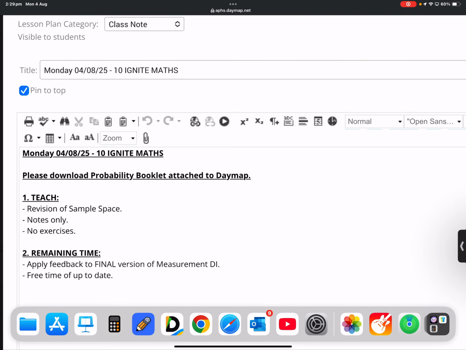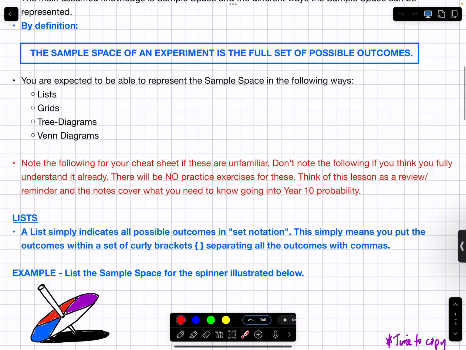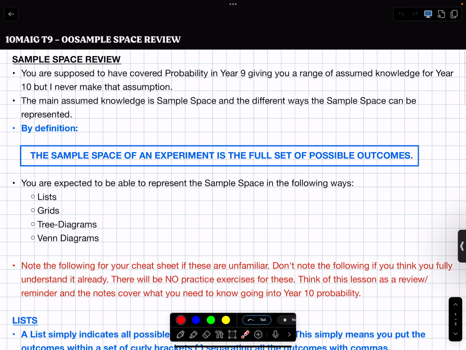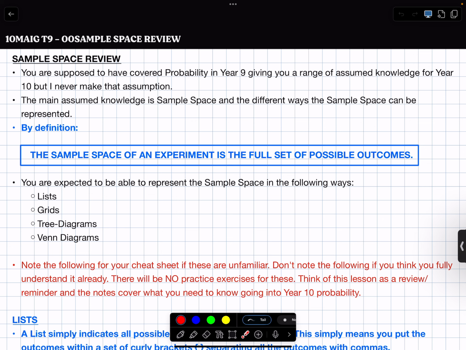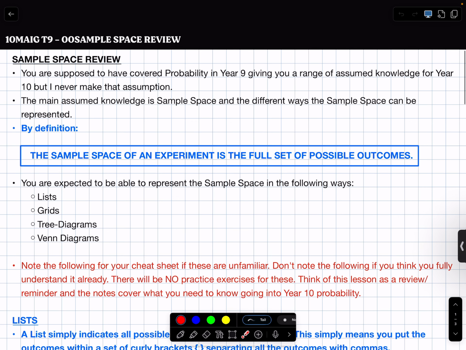Now we get into the notes. So let's see if you know any of this stuff. You're supposed to have covered probability in Year 9, but it's not your teacher's fault. Your teacher's always going to focus on the heavy hitting stuff like algebra. Probability is a topic that always sort of gets pushed to the back. But because of your timeline and you've been advanced, we've got plenty of time to do probability here. So I'm going to go over assumed knowledge for Year 10 because I don't like to assume things. The main assumed knowledge is the idea of sample space and the different ways we can draw a sample space.